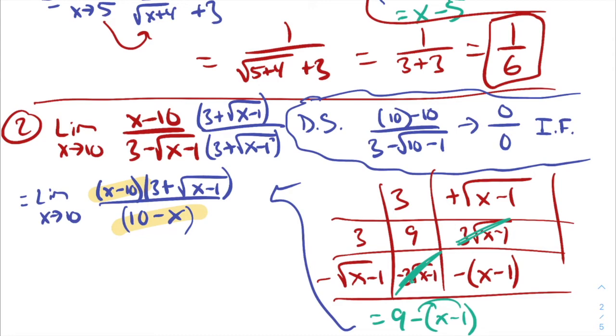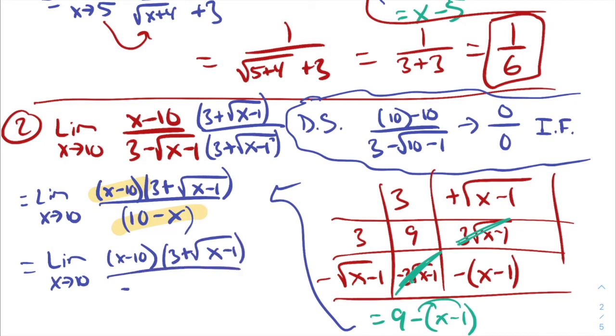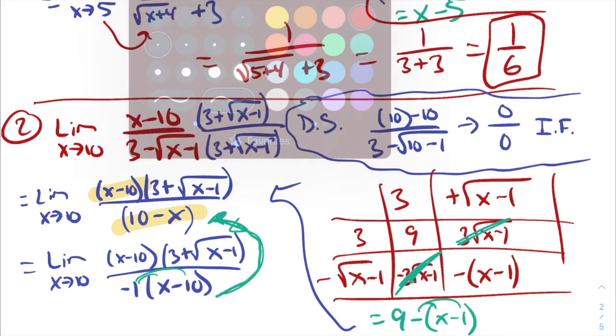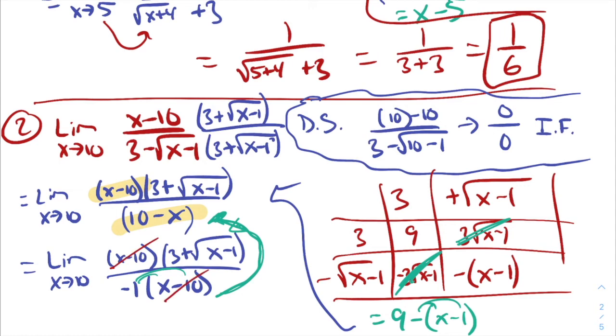And so if we do that, this is the limit as x approaches 10 of all the same stuff, x minus 10 times 3 plus the square root of x minus 1. But in the denominator, I'm going to factor out a negative 1. So this is a negative 1 times, now if I do that, what's left over? x minus 10. Again, we could always check to make sure that makes sense, because if we were to distribute that negative to both of these things, we'd be left with this up here. Why did I do that? Well, now I've got the exact same thing in the numerator and denominator. These are going to cancel each other out, which is super nice.